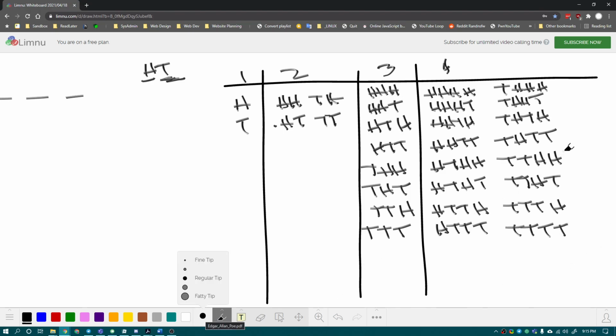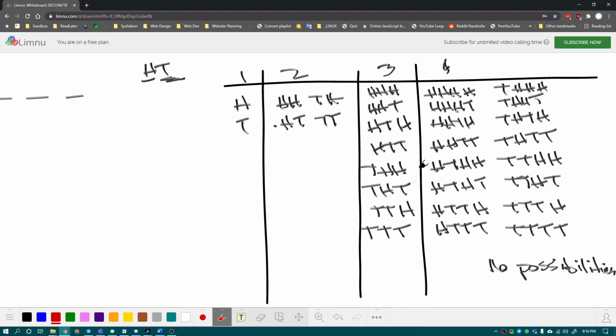So how many possibilities are there? 1, 2, 3, 4, 5, 6, 7, 8 times 2. There's 16 possibilities. So I think one of the problems in the book was how many of them have exactly 2 heads.